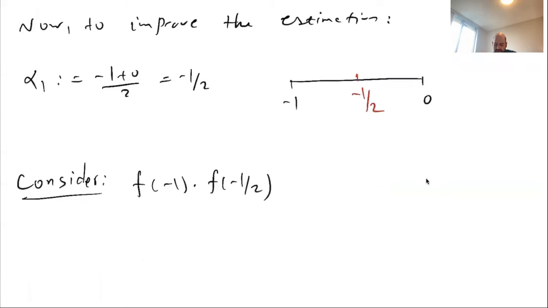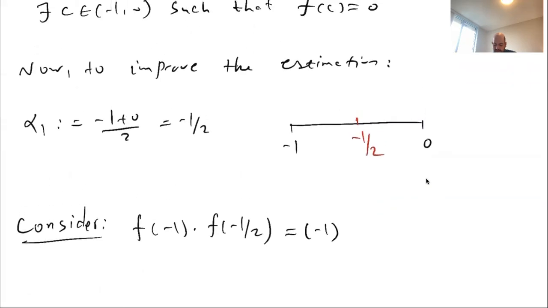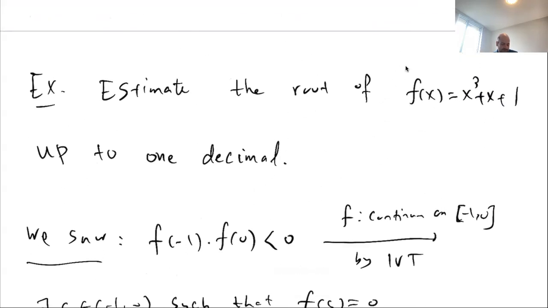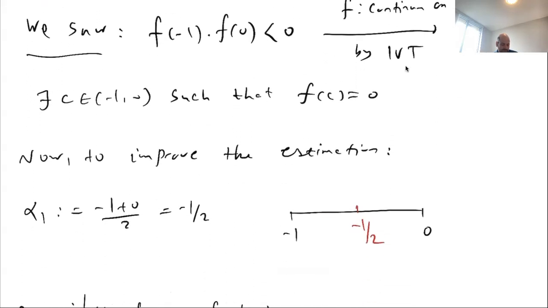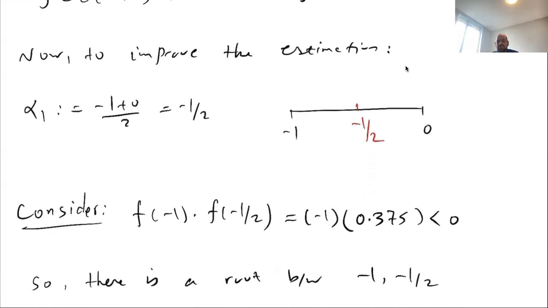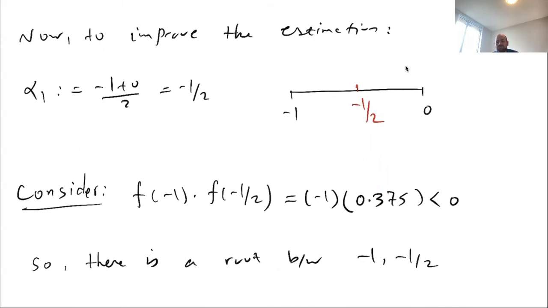How much is this? f of -1 was -1, and f of -1/2 is 0.375. You remember f of x is x cubed plus x plus 1. So f of -1/2 you can compute to be 0.375, and therefore the product will be negative. And this is exactly what we are looking for. If the product of f of a and f of b for two values a and b is negative, then we can say that there is a root between those two numbers. So there is a root between -1 and -1/2.